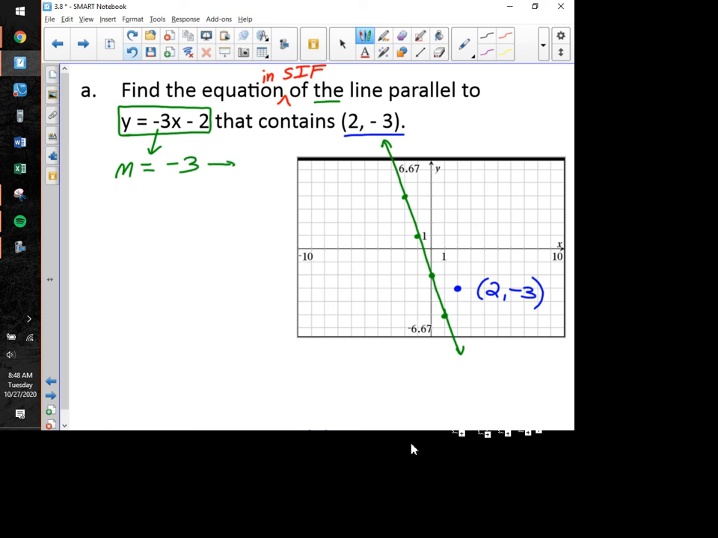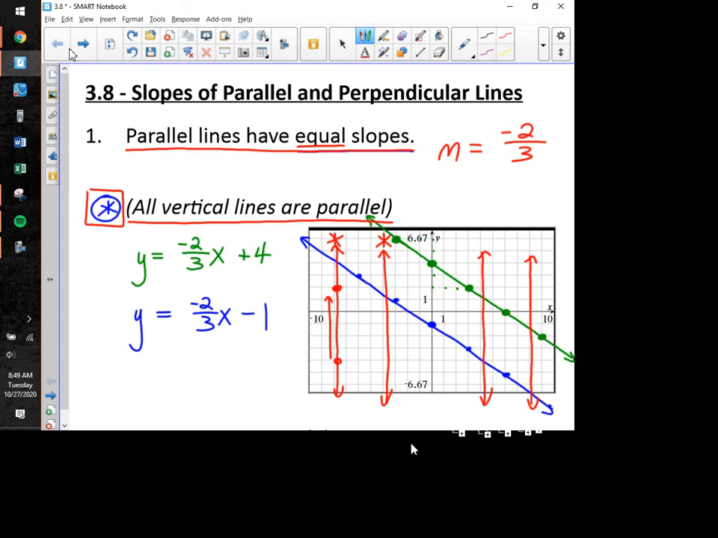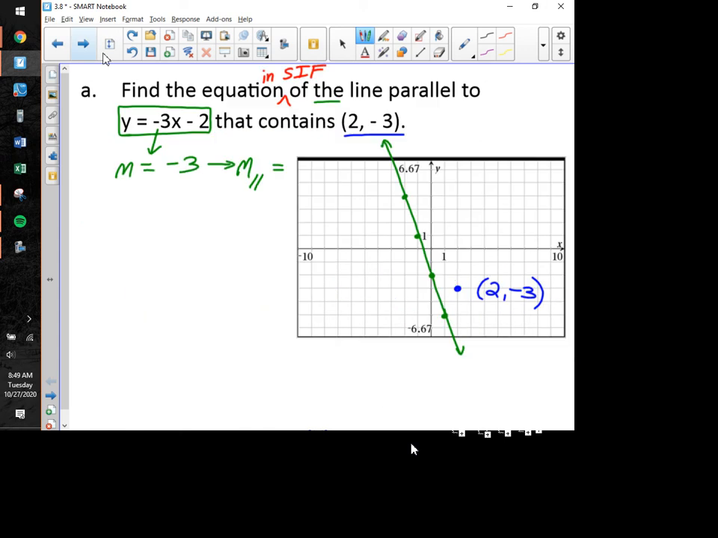Therefore, and this is the way I'd like you guys to write this out, the slope of a line parallel to that green line is going to be, well, let's go back and read this idea again right here. Parallel lines have equal slopes. So if the slope of the green line is -3, the slope of a line parallel to that is going to be -3 as well. That's what we mean by having equal slopes. So for the blue line that we're about to create, we know that its slope has to be -3. And we know that it has to contain this point right here of 2, -3.